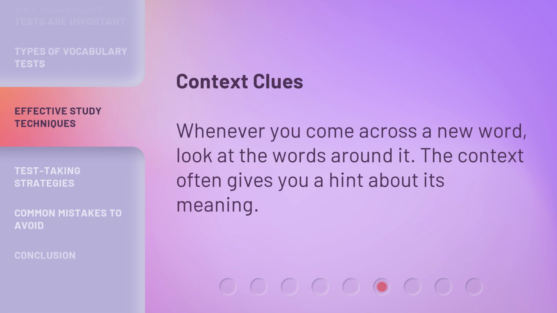Context clues. Whenever you come across a new word, look at the words around it. The context often gives you a hint about its meaning.